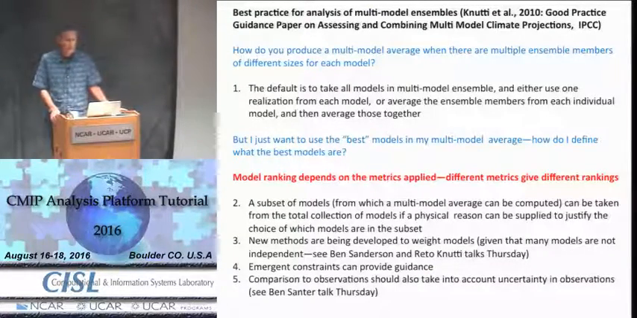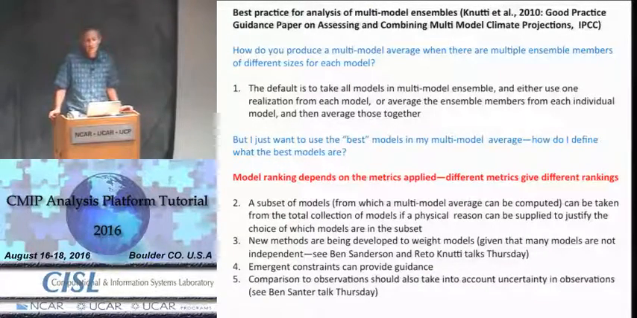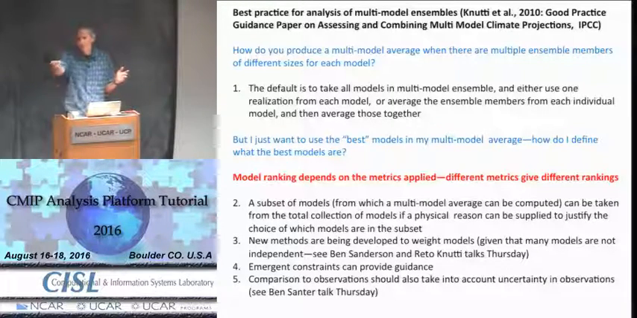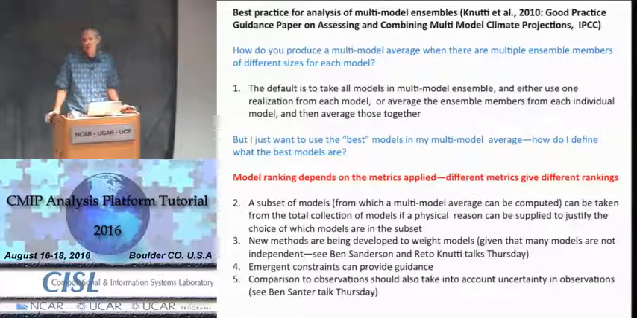There was a workshop held here in 2010 organized by Reto Knutti, who's going to give a talk later this week. He's from ETH in Zurich. He organized this workshop in this room and invited a lot of people. The idea was that there was a lot of confusion about what the best practices were for actually using these multimodel ensembles, because people were faced, after CMIP3, with this large number of models. Each model had different numbers of ensemble members. How do you cope with all this?